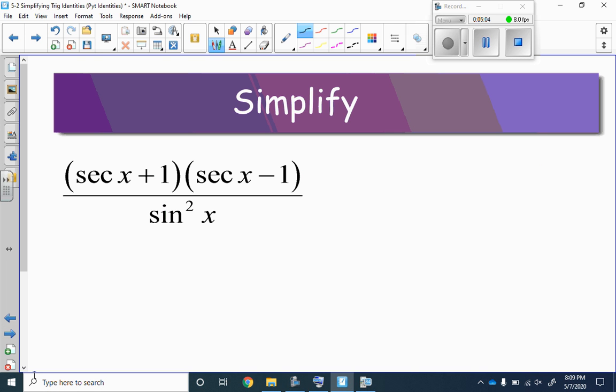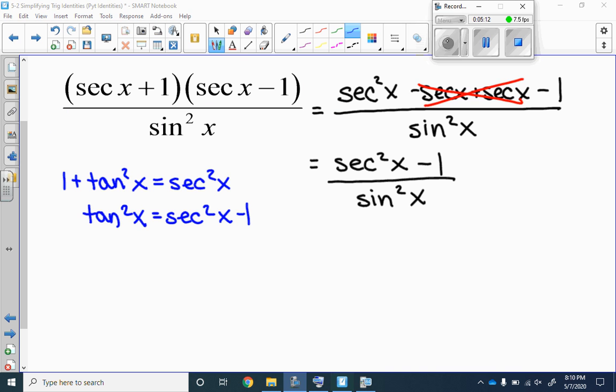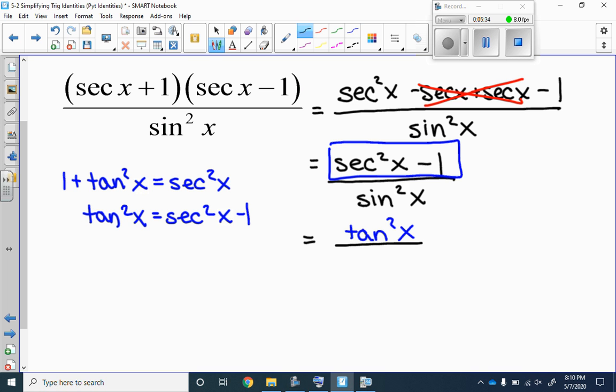All right, so what I want you to try and do is take this one here and see if you can simplify any of it on your own. Hopefully on this one you went ahead and FOILed out your numerator. Your secant x's cancel out, and you're left with secant squared x minus 1, which, using 1 plus tangent squared x, we can rewrite as tangent squared x divided by sine squared x. This is where I'm guessing many of you might have gotten caught up, wondering where to go from here.